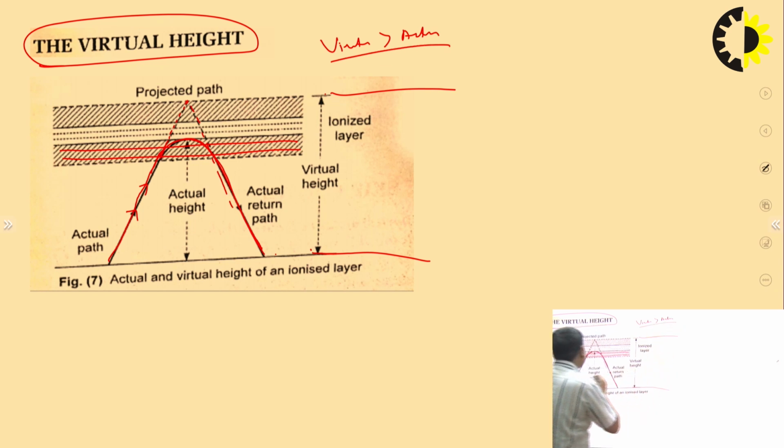Actual height is where your sky wave is really reflected back to the Earth. What is the projected path of that particular sky wave? That is the projected path. So what is the height from where this sky wave is reflected back to the Earth? This distance is the virtual height.